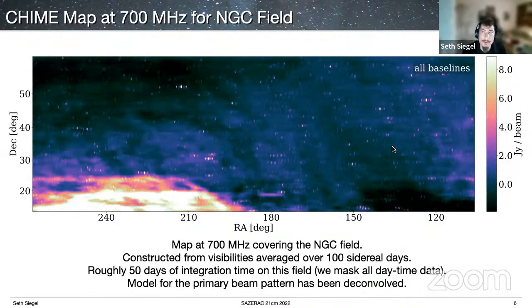The next few slides show maps of the radio sky constructed from CHIME data at each stage of the data processing. I'm showing a single 0.4 megahertz frequency channel, and I've zoomed in on the NGC field. The map is dominated by diffuse galactic emission and also bright extragalactic point sources.